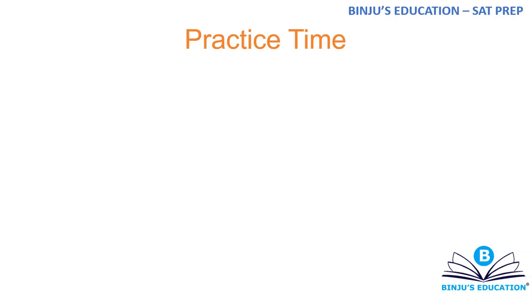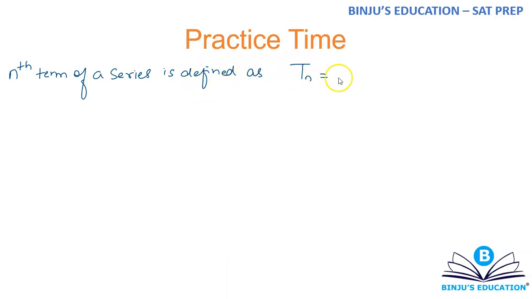So the question is: the nth term of a series, and I'm going to show you the variants of the questions also, is defined as Tn is equal to 1 over n minus 1 over n plus 1.